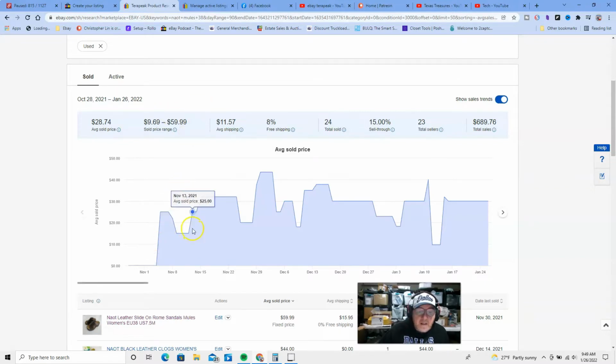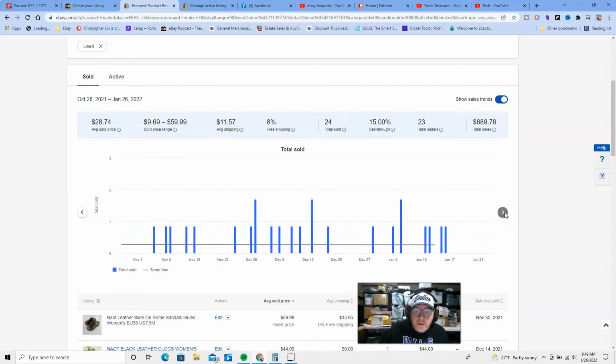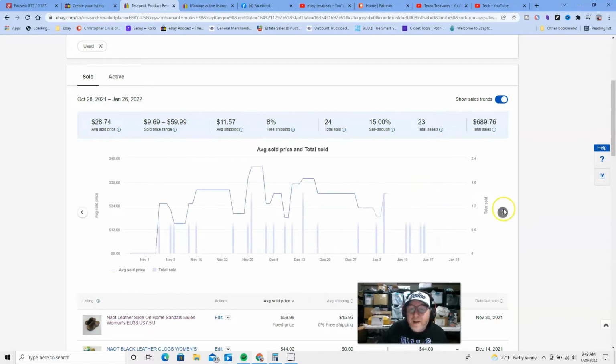Over the past 90 days, you can see what they're selling for on average. You have an arrow over here, which gives you more information. This shows you the total number sold. If you're looking at the volume, you can see about every other day on average, one sells. There's a couple days that two sold. So this is not an item with a whole lot of items that are selling. It's probably because there's not a whole lot of them out there.